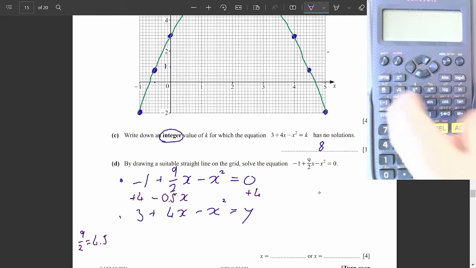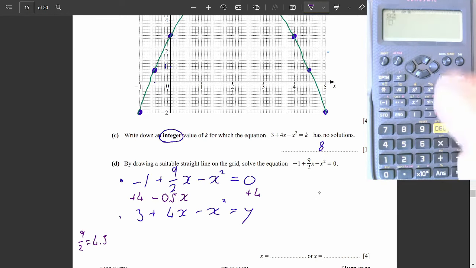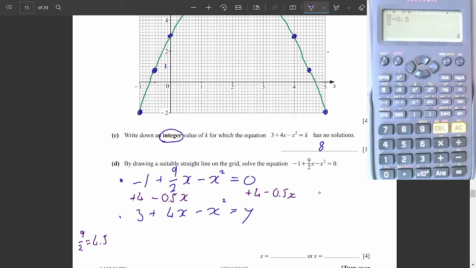Don't believe me? Check with your calculator. 9 over 2 minus a half, 4. Bam. What we do on the left-hand side, we need to do on the right-hand side. Minus x squared is the same. Okay, so that's where we're at. I've changed it from that to that by adding 4 and subtracting 0.5.